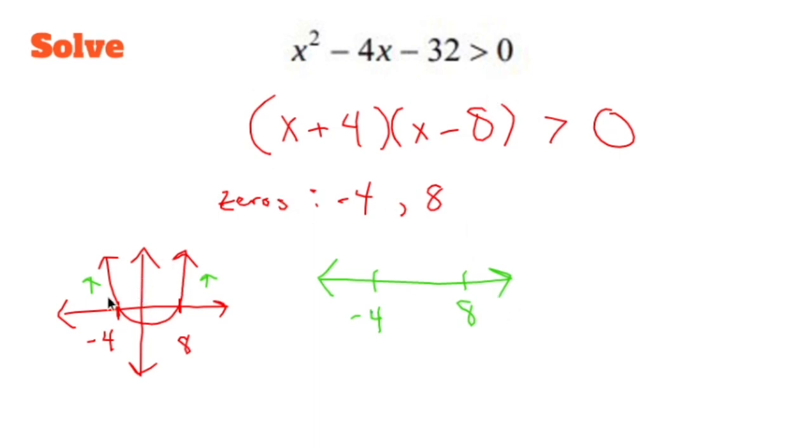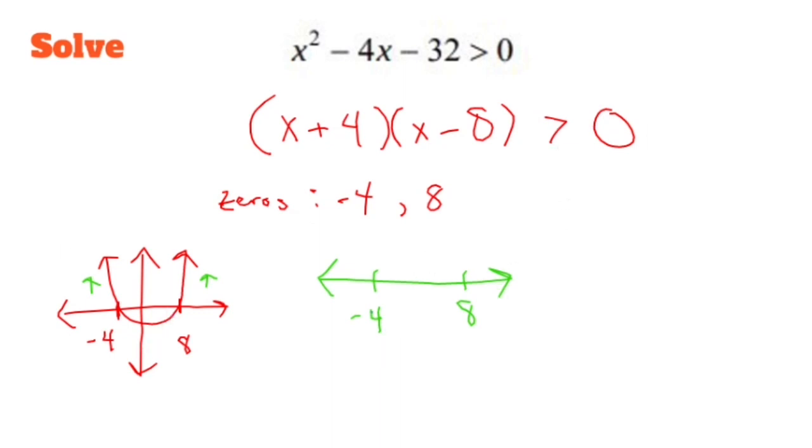Let's just say I didn't know what the picture looked like. What I want to do is pick numbers that are not -4 and are not 8 and live in these three areas that I care about. I care about everything less than -4, everything between -4 and 8, and everything greater than 8. I'm going to plug it into the original problem and see if plugging it in gives me a positive or negative value. If it's positive, that means I want it. If it's negative, that means I don't.